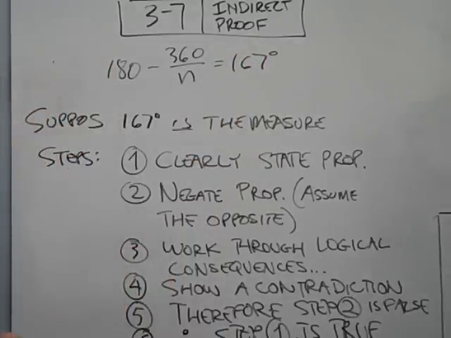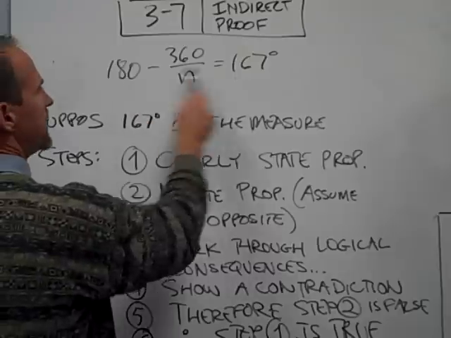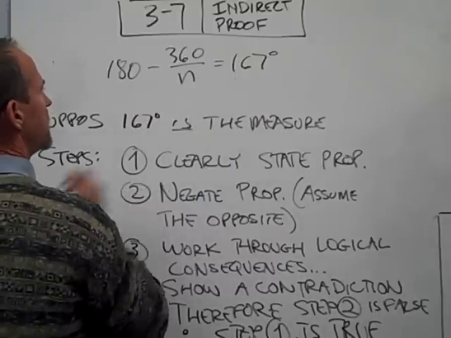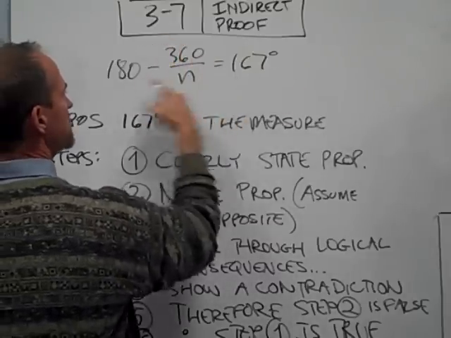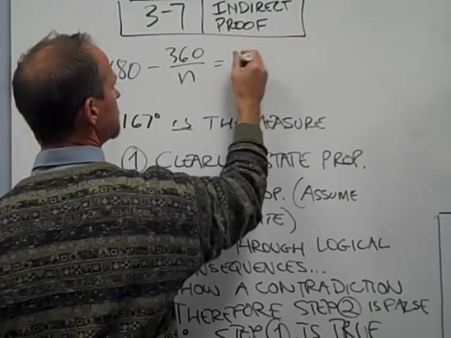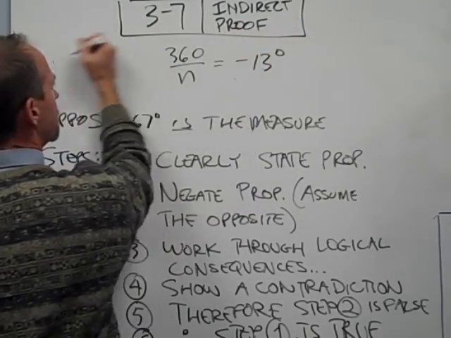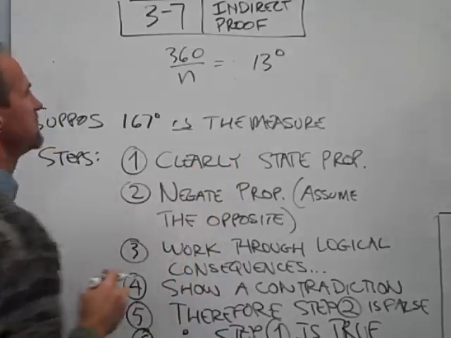Well, if I do my math, I subtract 180 from both sides, then I'm going to get negative 360 over n equals negative 13. And then I can make them both positive.